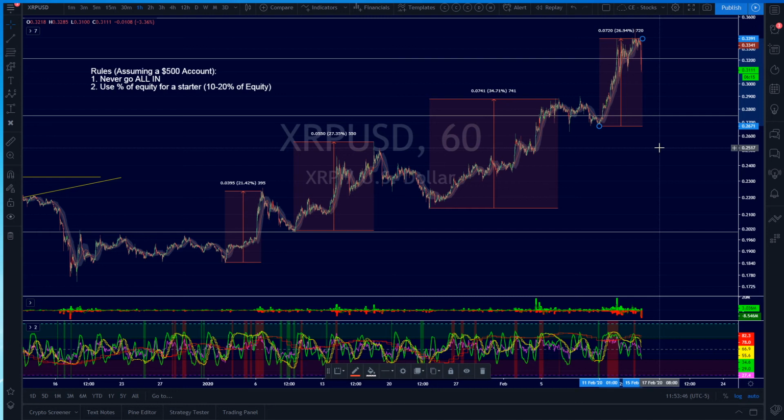Hopefully you are able to just continue to repeat this cycle, and every time you do it, you're increasing your equity, you're increasing your profits. That's the main point that I wanted to cover.